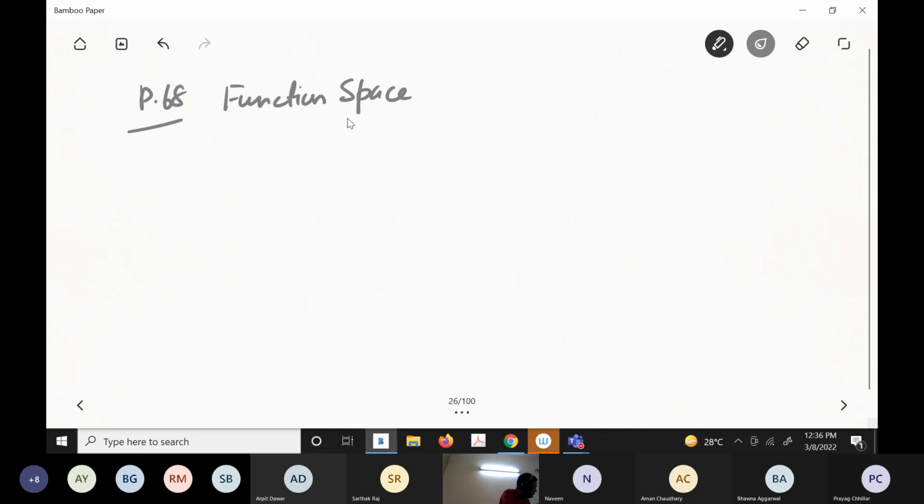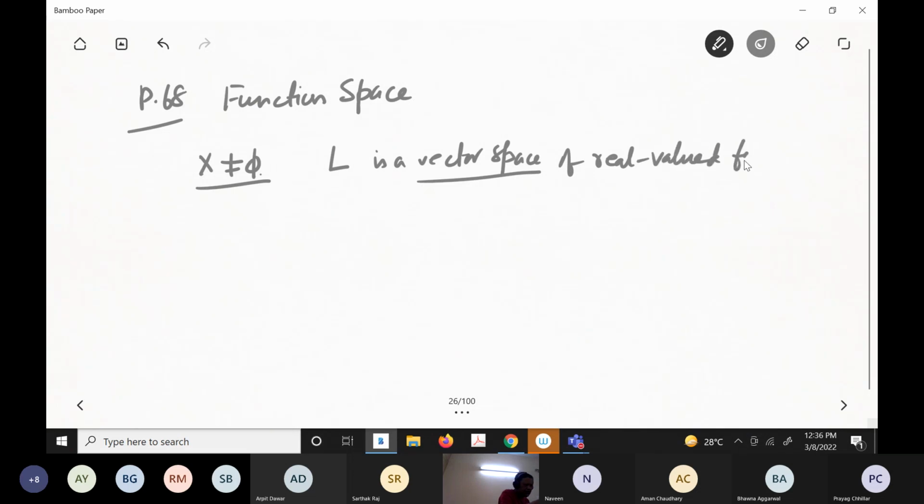So a function space, first of all, the way they are defining it: take X a non-empty set and suppose L. Because you call it lattice, that's why L. It depends on whether you are taking, if you have topology, continuous functions; if you don't have topology, you are taking bounded functions. L is a vector space, that means a linear space, of real valued functions, not necessarily all, defined on X. Need not be all functions on that, because particularly if you give topology on X, then you can take continuous real valued functions. So L is a vector space of some real valued functions, need not be all, defined on X.